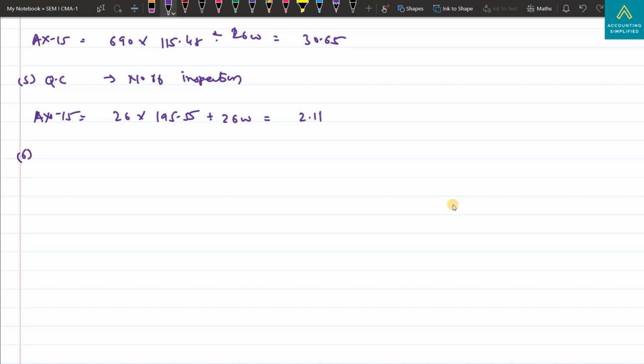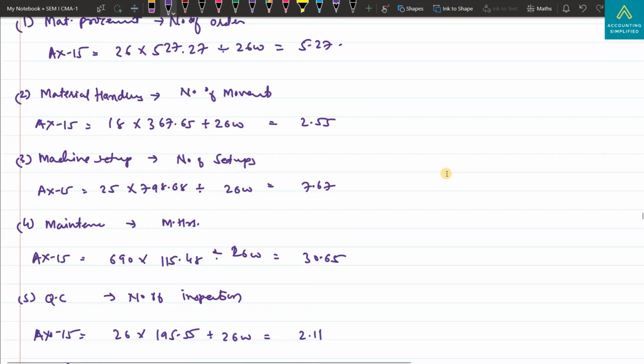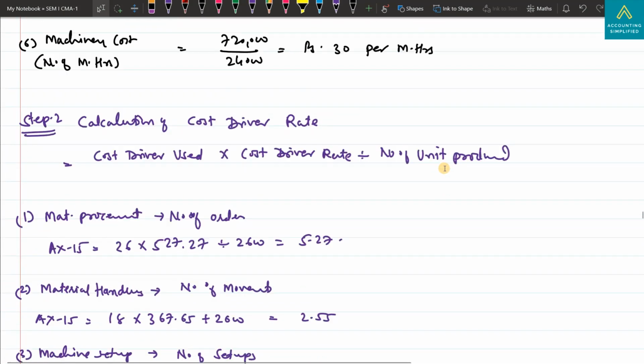And the sixth point is machinery cost, which is based on machine hours. For product AX15, 1800 is the cost driver used into 30 rupees is the rate divided by 2600, which comes to 20.77. So these are the cost driver rates, and step 2 is over.